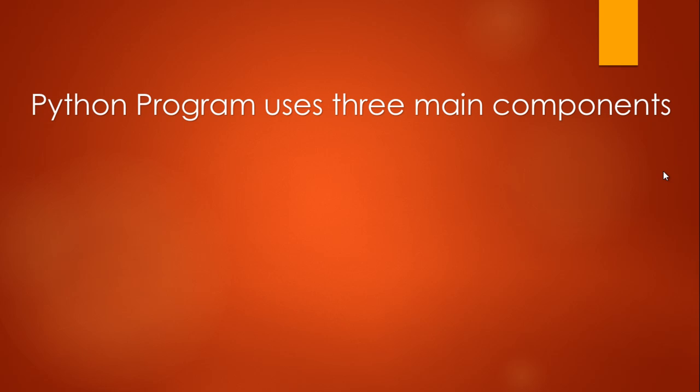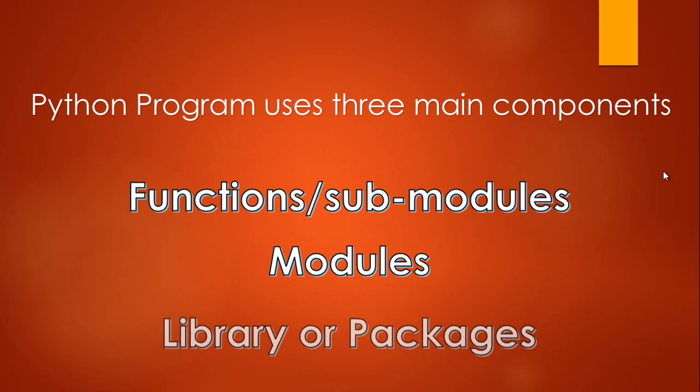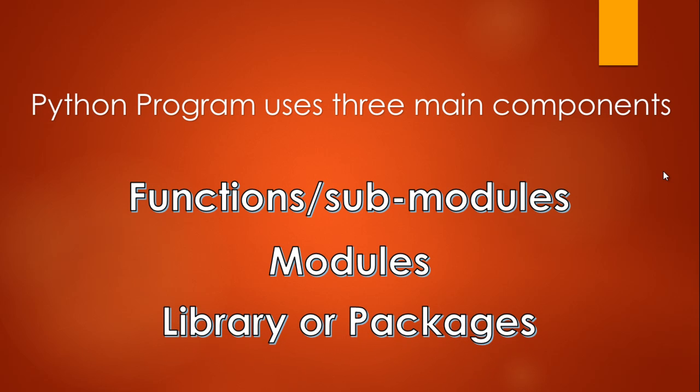So a Python program basically uses three components. There are three major components in a Python program: functions, which we studied in the previous chapter, and which we also call submodules; the next is modules; and the third one is library, or we can call it packages. So the Python program is divided into these three major components: functions, modules, and library. In this chapter we are going to study these three components.